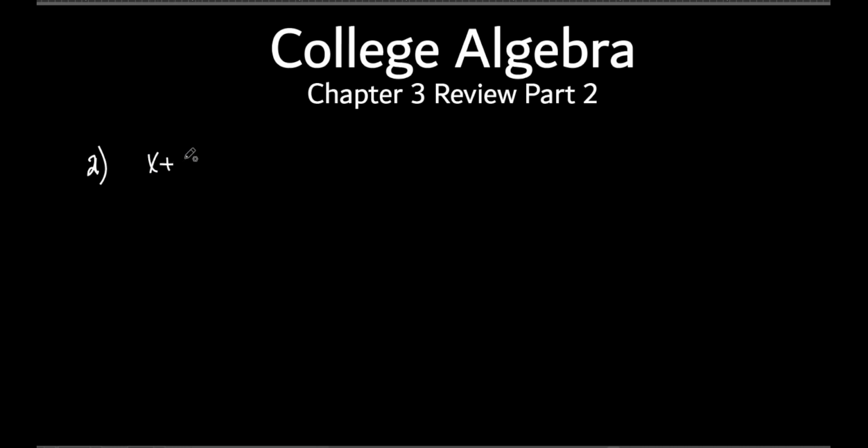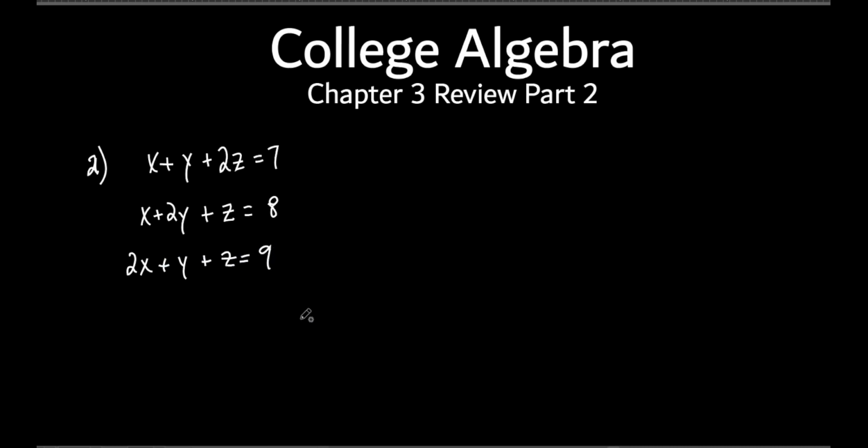So let's write it down. So it's x plus y plus 2z equals 7. X plus 2y. Oh, I'm sorry. Yeah, that's right. Then this one is x plus 2y plus 1z equals 8. And 2x plus y plus z equals 9. All right, so there we go.